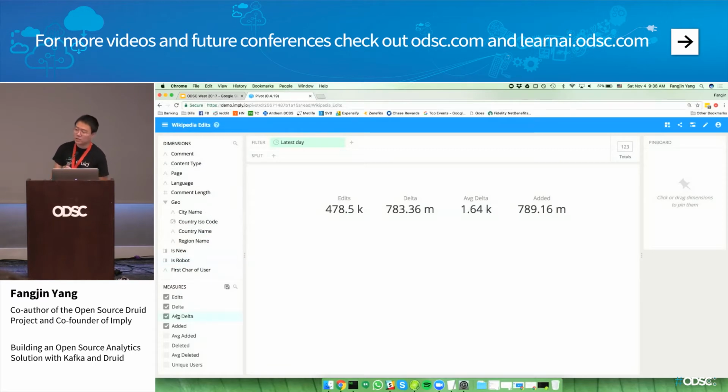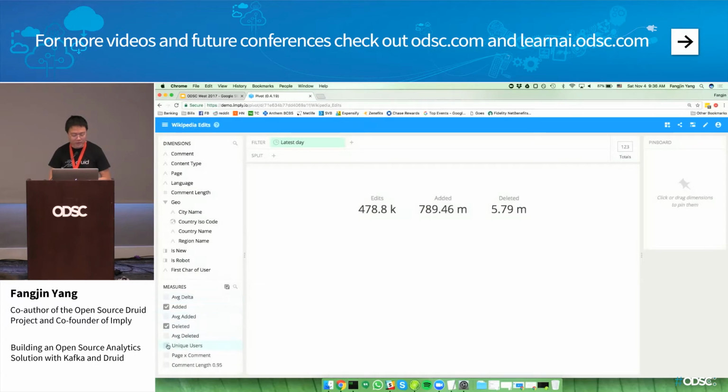And then for the measures, the numeric things that we care about, for Wikipedia edits, it might be the number of edits that have occurred, the number of characters that were added, the number of characters that were deleted, or maybe the number of unique users that we've seen over some period of time.